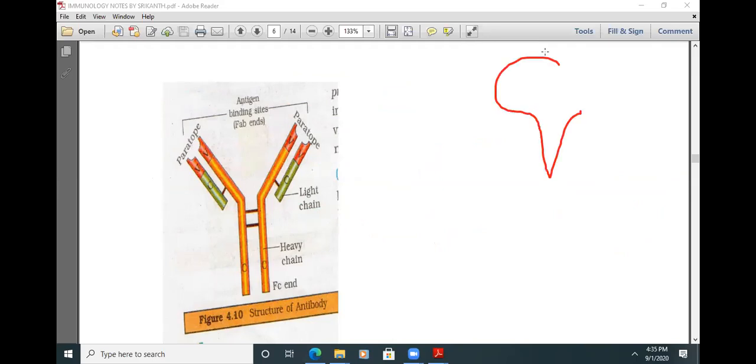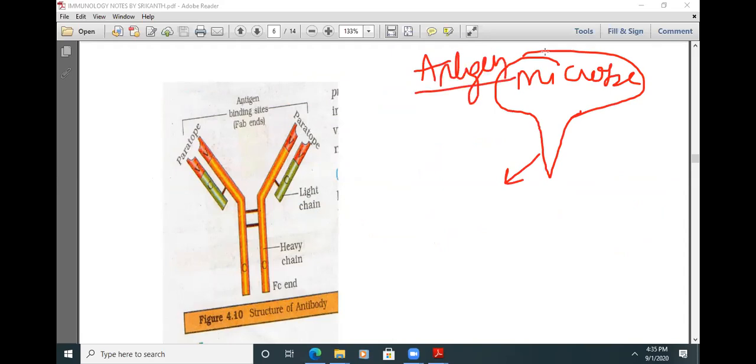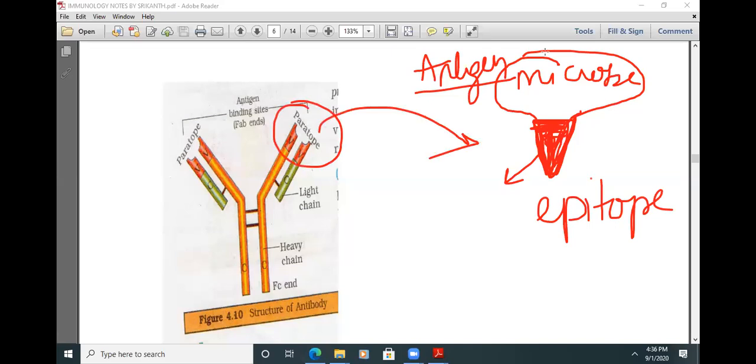Here we'll complete the definition. If this is an antigen, that means a microbe which is going to bind, this is the microbial antigen portion where it can bind with the antibody. The portion of antigen which binds with an antibody is called the epitope. The portion of antibody which binds with antigen is called the paratope.